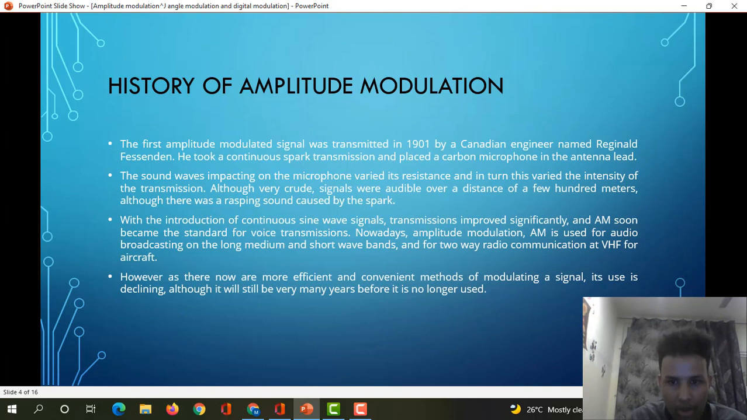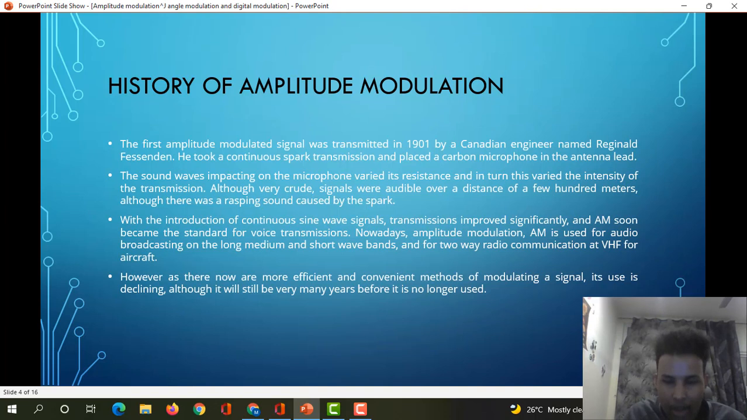signals were audible at a distance of a few hundred meters, although there was a rasping sound caused by the spark. With the introduction of continuous sine wave signals, transmissions improved significantly, and amplitude modulation soon became the standard for transmission.